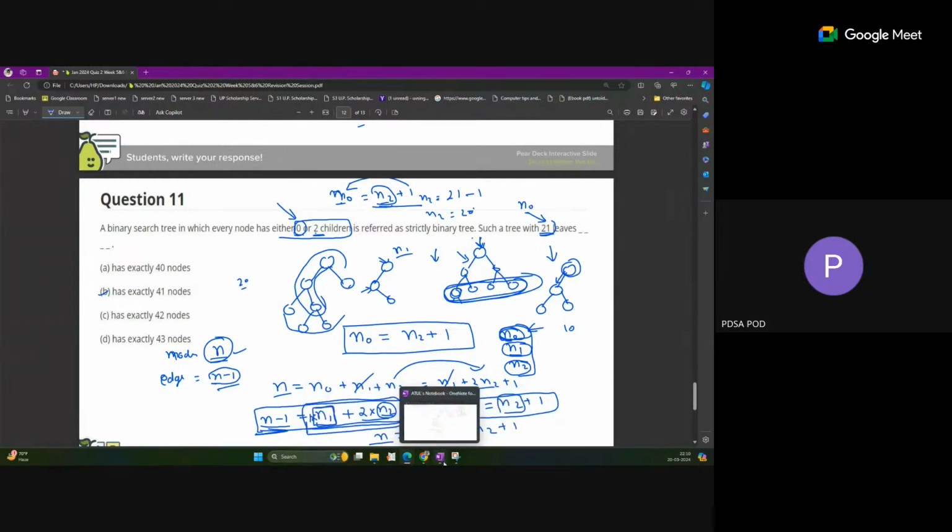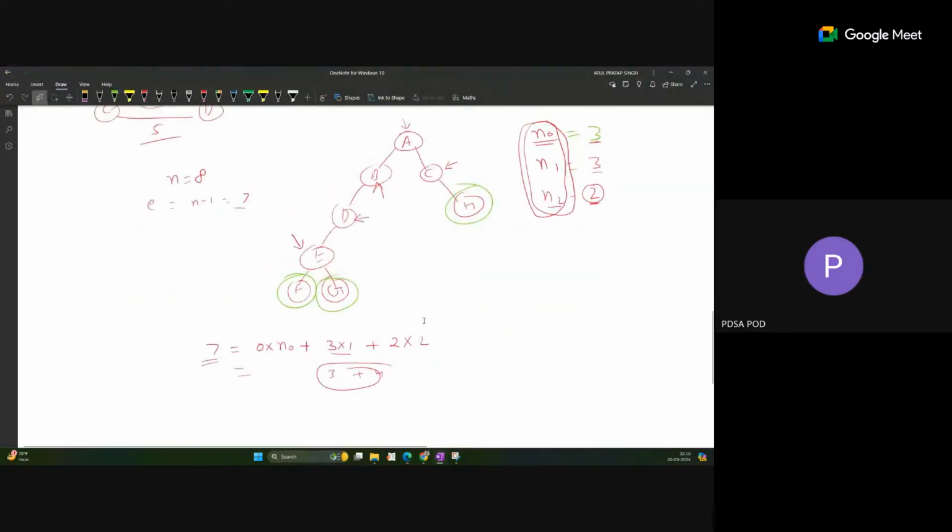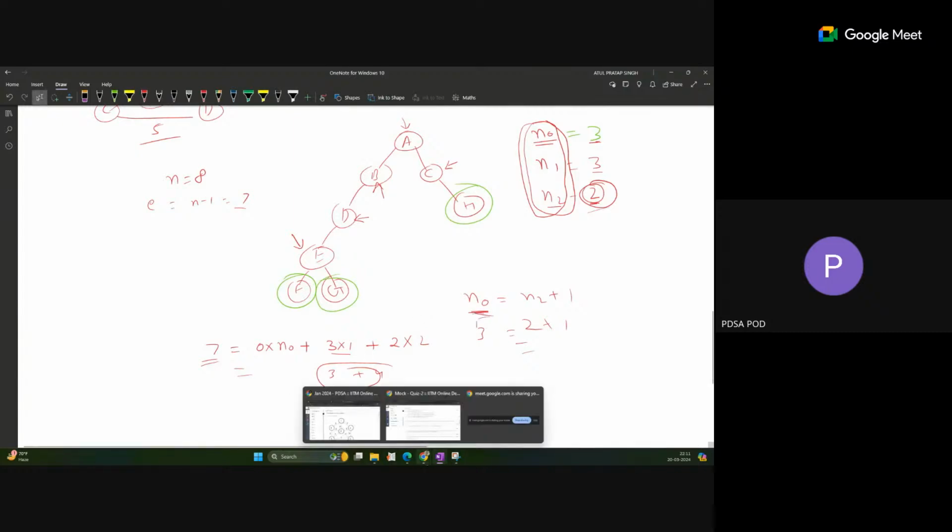And this property is also true for a graph with 1-child nodes. Here you can see this property is also true: N0 equals N2 plus 1. N0 you can see is 3, and if you find the N2 value, it is 2. So 2 plus 1. Correct. So in this tree, 1-child nodes are also there, but still this property is true. We have to prove this.